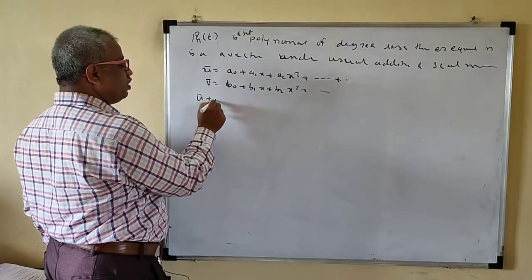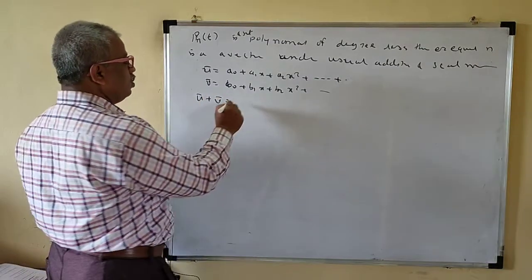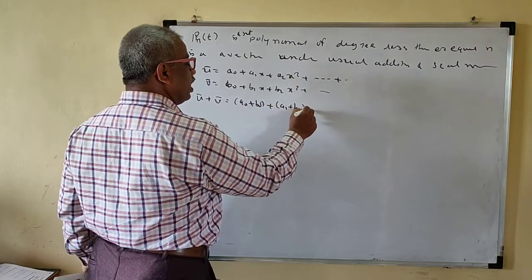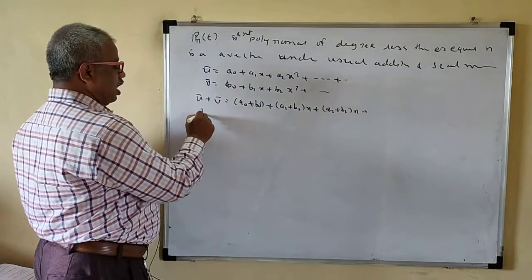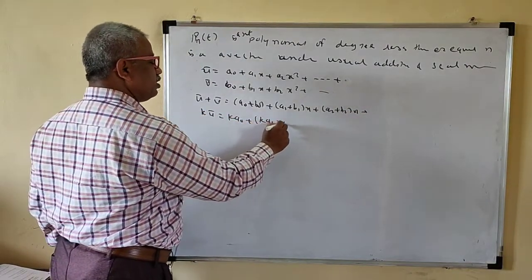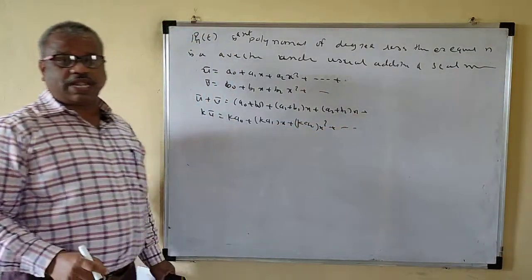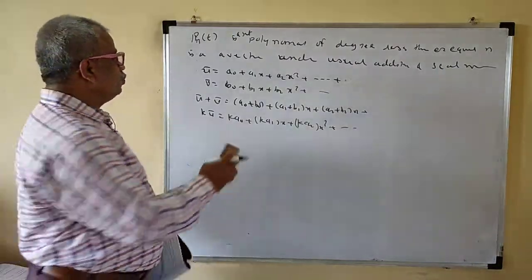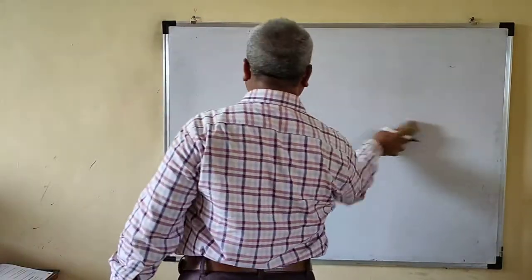How do we take the usual addition? You add the coefficients of like powers of x, so this is a0 plus b0, plus a1 plus b1 times x, plus a2 plus b2 times x square, and so on. And the scalar multiplication is k a0 plus k a1 x plus k a2 x square and so on. This is the usual addition and scalar multiplication, so V is a vector space, meaning Pn is a vector space.